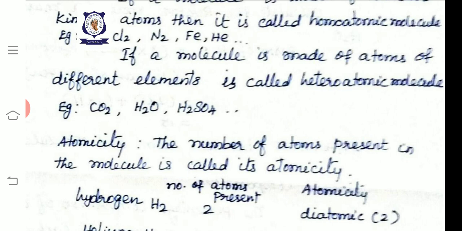For example, in carbon dioxide, carbon is combined with oxygen. There are two elements, one carbon atom and two oxygen atoms. So totally in this carbon dioxide molecule there are three atoms. Like this, the number of atoms present in a molecule is called atomicity.